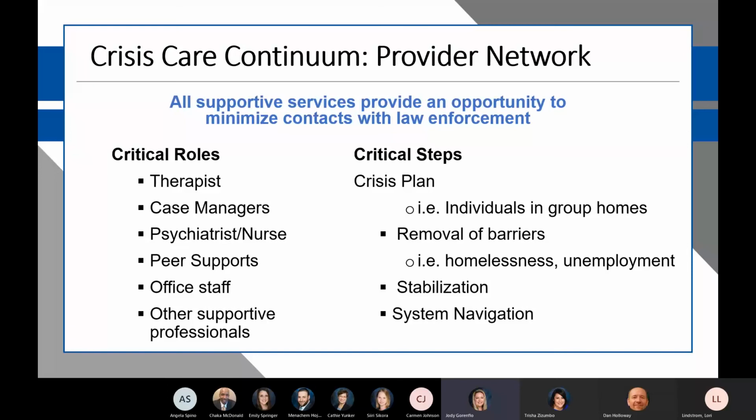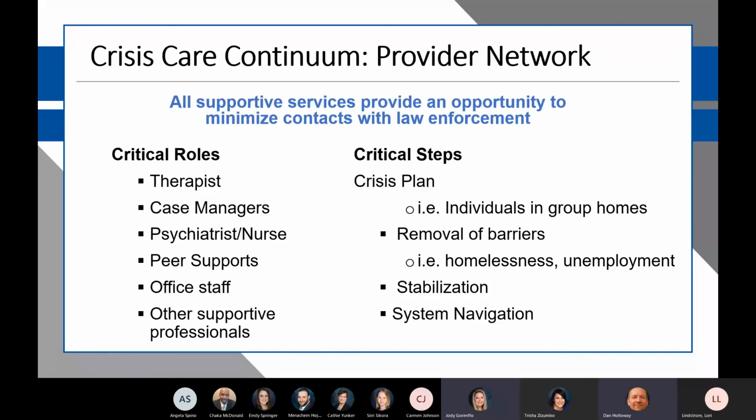And the last critical step that I'm going to discuss is system navigation. This is really just continuing to work towards obtaining individuals' basic needs. Do they want or need to apply for Social Security? Do they have enough food to get through the month? Have they been connected to the community housing network if they're at risk of homelessness or looking for more permanent housing solutions? Do they need help finding a primary care physician?